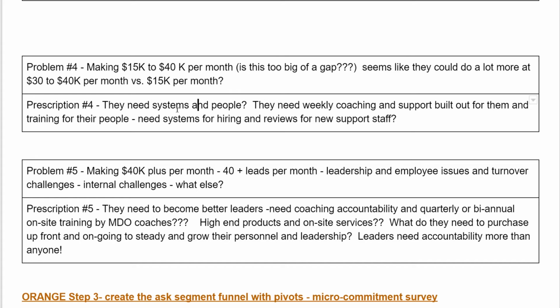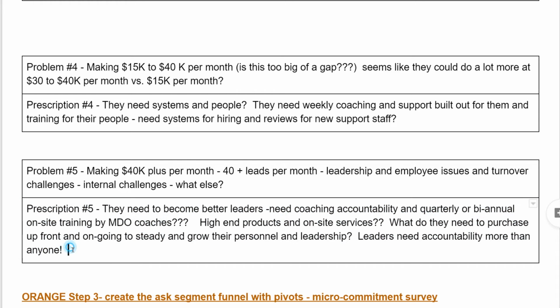What kind of skills do they need now to begin to become a leader, an emerging leader, and to employ people and to lead people and all that stuff? What kind of systems, what kind of software, what are the prescriptions down here that we have that we can help with? What are the price points, upsells, cross-sells? And then problem 5, they're way at the top.